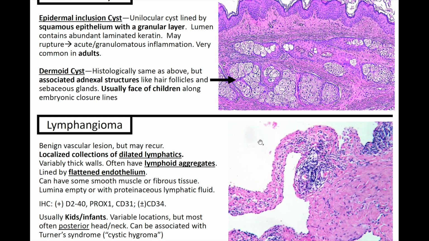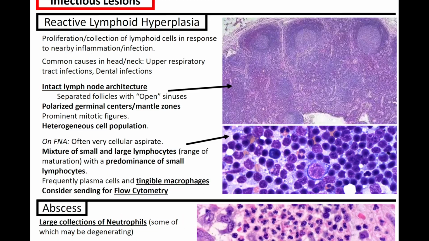It can have smooth muscle or fibrous tissue, the lumina empty or with proteinaceous lymphatic fluid. And as far as IHC, it's going to be positive for D240 and PROX1, CD31, and plus or minus CD34. Lymphangiomas are usually in kids and infants with variable locations, but most often in the posterior head and neck, and they can be associated with Turner syndrome or cystic hygromas.